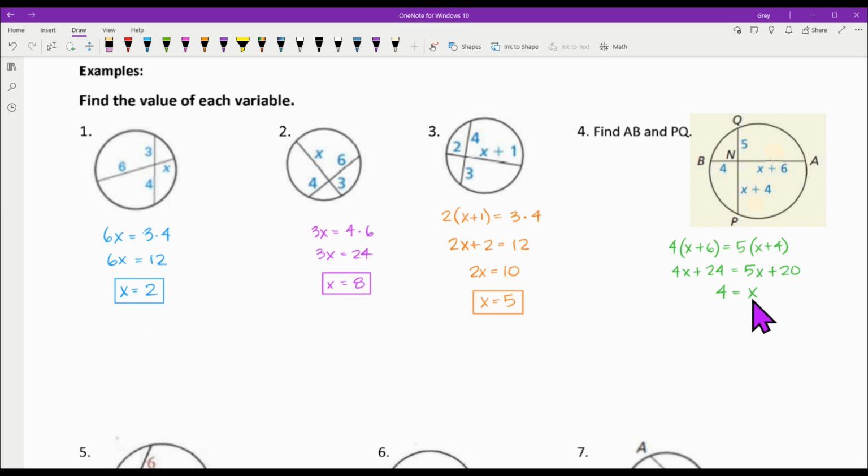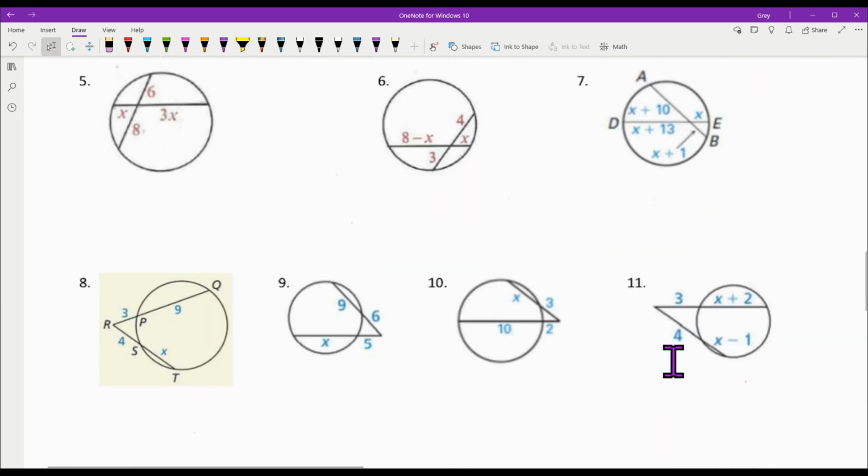Now, the problem said find AB and PQ. So if I have x equals 4, I plug it into x plus 6, and that piece is 10. So the whole thing of AB is 10 plus 4, which is 14. And if I plug in 4 for this x plus 4, that piece is 8, and that makes PQ equal to 8 plus 5, which is 13. Okay? So you just got to pay attention to what's being asked.